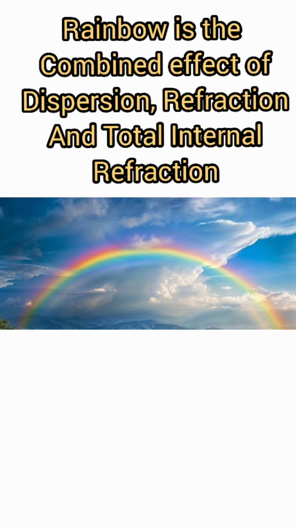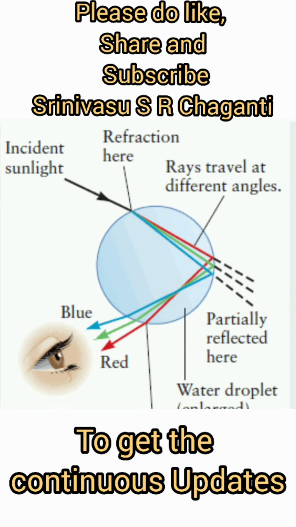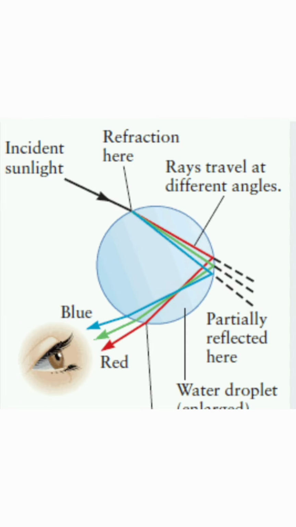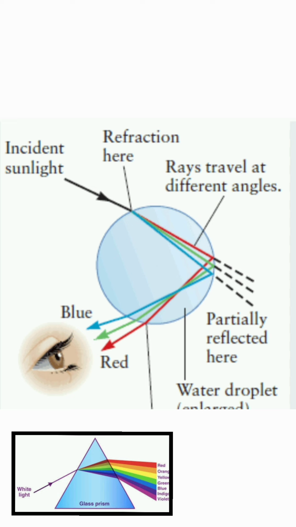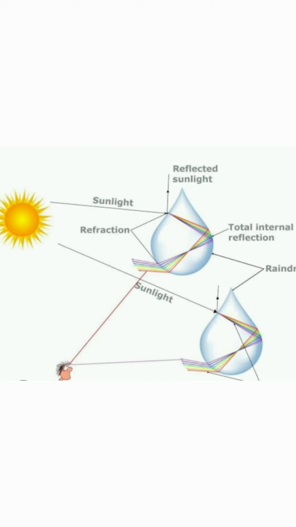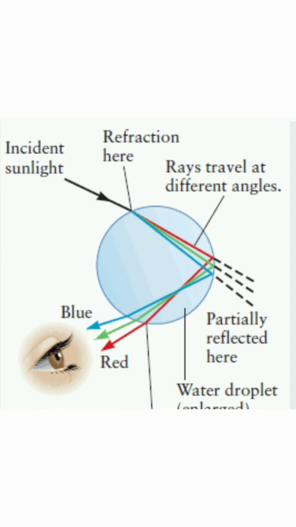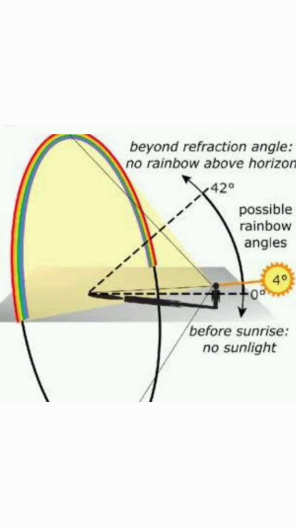Rainbow is the combined effect of dispersion, refraction and total internal reflection of sunlight. We all know that when white light is passed through a prism, it splits up into 7 colors, called dispersion. The water drops in the atmosphere act like small prisms and cause dispersion and total internal reflection of sunlight to form a rainbow. By the way, what are the conditions to be satisfied for the formation of a rainbow?